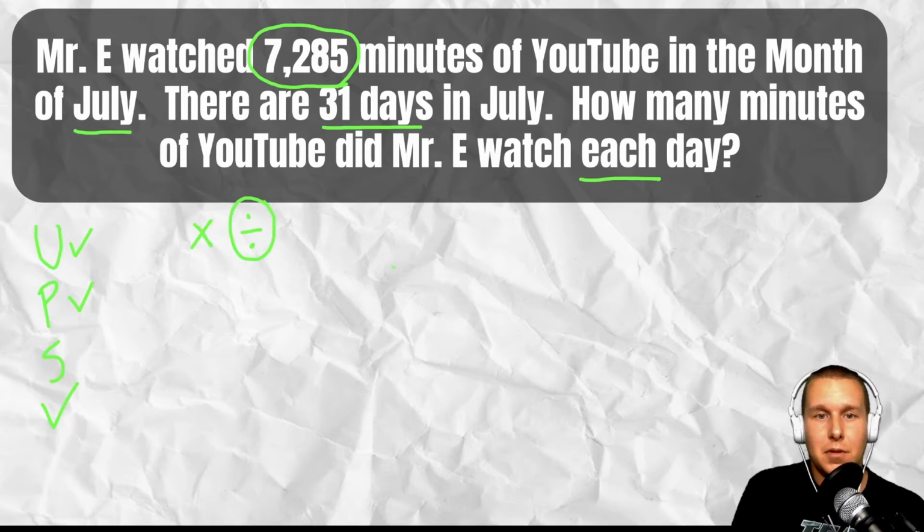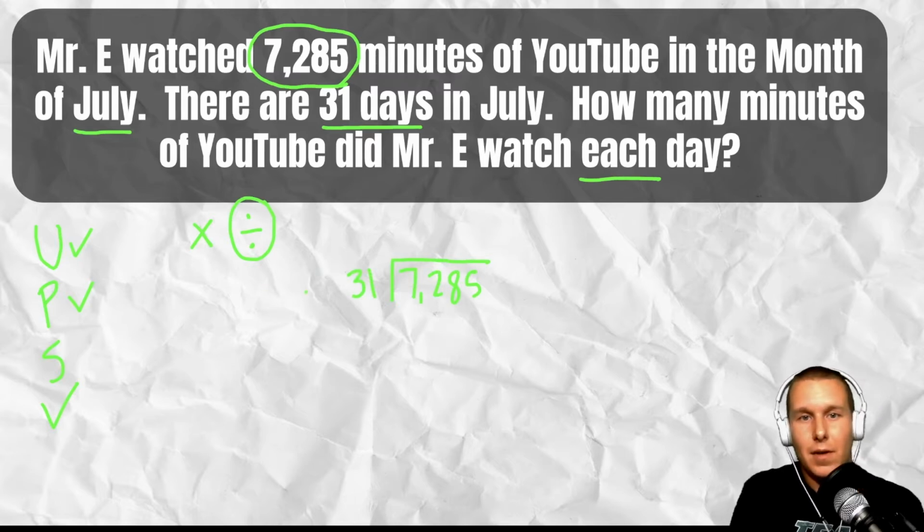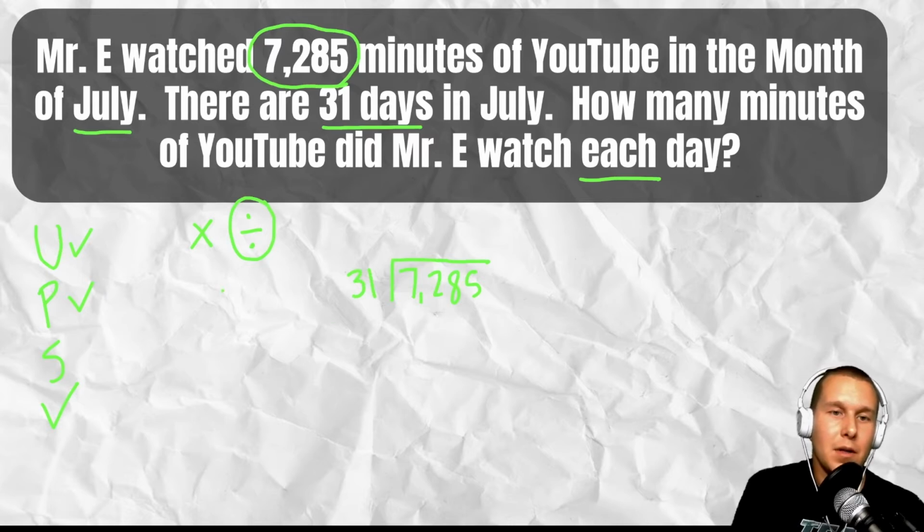So I'm going to make my garage. We'll put the dividend on the inside, and we'll put the divisor on the outside. So 31's our divisor, 7,285 would be our dividend. Now what I'm going to do is create a what I know column, because this is going to save my life and make sure that I get a correct answer. So 0, 1, 2, 3, 4, 5, 6, 7, 8, and 9.